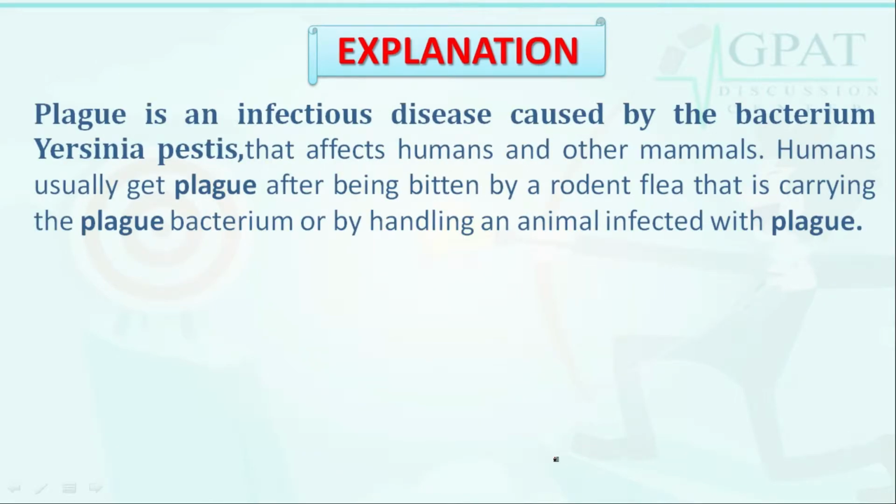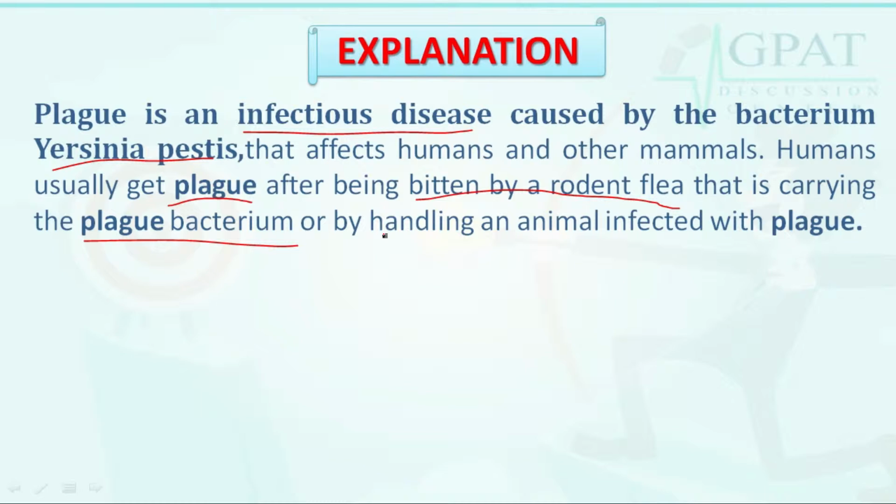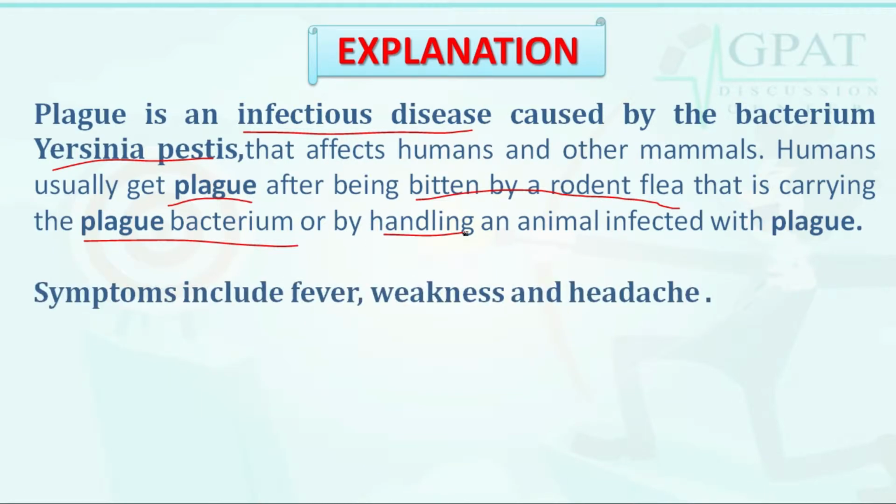Let's discuss the plague. It is an infectious disease caused by the bacterium Yersinia pestis that affects humans and other mammals. Humans usually get plague after being bitten by a rodent flea that is carrying the plague bacterium, or by handling infected animals. The symptoms include fever, weakness and headache. So that is all about the plague.